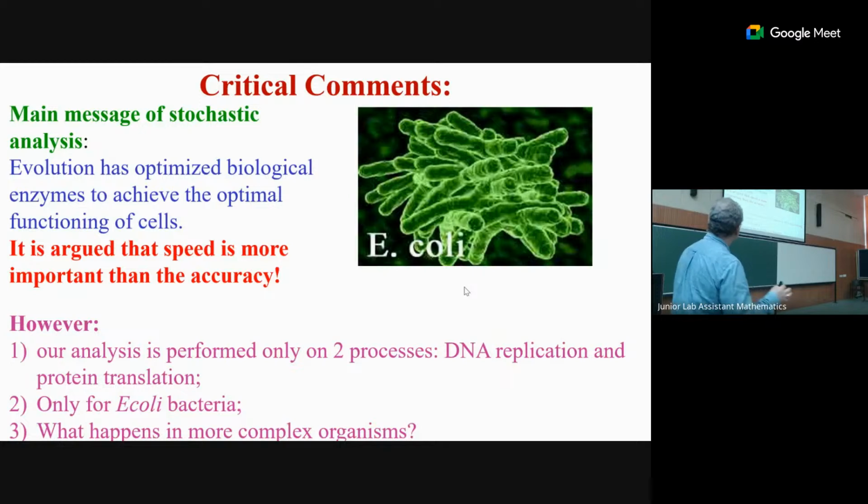Okay. But the important thing here is this is a stochastic approach, right? You still do a stochastic model. It's a more elaborate model, you take into account different states, but it's still a stochastic approach. And the stochastic approach gives us several interesting results. So it seems like evolution optimized biological enzymes to achieve the optimal function of cells, and that speed is more important. But you have to be careful, right? In my previous lectures, I gave you examples that people can come out with their own conclusions. So you have to be careful, critical.